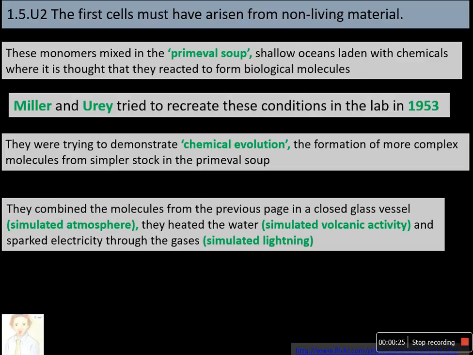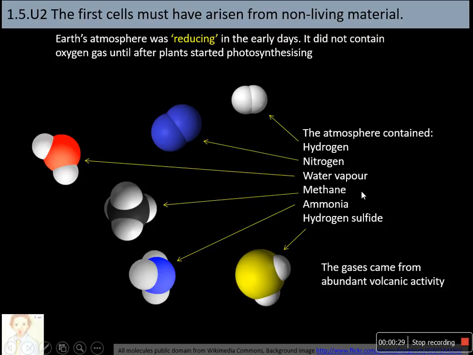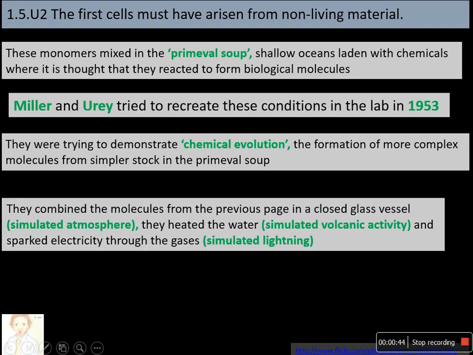So we said there were some very basic gases floating around. That was hydrogen, nitrogen, water vapor, methane, ammonia, hydrogen sulfide, all these coming out of volcanoes. But at the time they were just forming single molecules, so these molecules weren't joining up in any specific shape or form, they were just floating around willy-nilly in the environment.